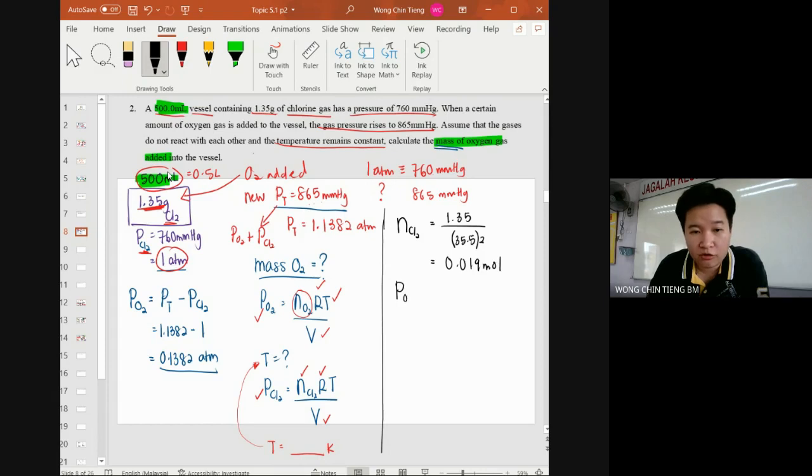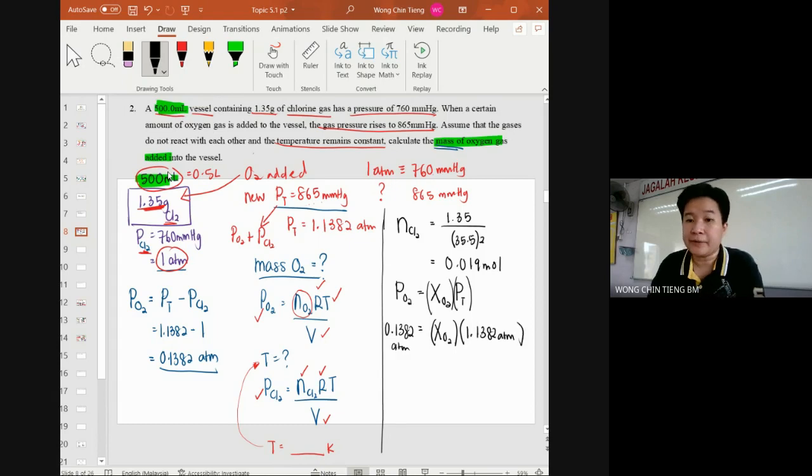Dan cara Norwesh, apa yang Norwesh buat is we are going to use the partial pressure. Partial pressure of the oxygen gas equals the mole fraction of oxygen gas times the P total. Sayang, kalau tak selesa nak tulis macam ni, boleh letak bracket, tak ada masalah. So, the mole fraction is the one that we are looking for. Yang ni yang kita nak cari. So, the partial pressure of oxygen gas you calculated already, 0.1382 atm. Make sure the total pressure pun guna yang atm. The unit must be the same. Okay? Agree? So, Norwesh getting the mole fraction of O2. Norwesh dapat?